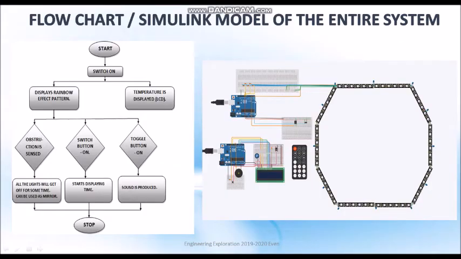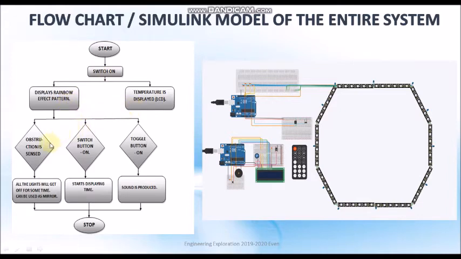The next step of the engineering design process is detailed designing. To understand the working mechanism of our model, we designed a flowchart. As you can see, when we switch on the system, it starts displaying the rainbow effect as well as the temperature.